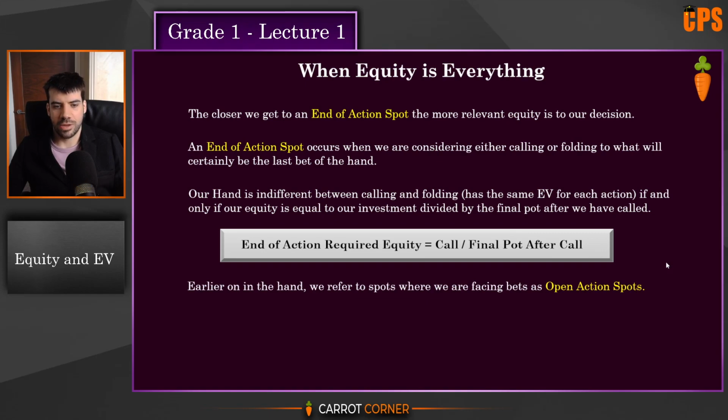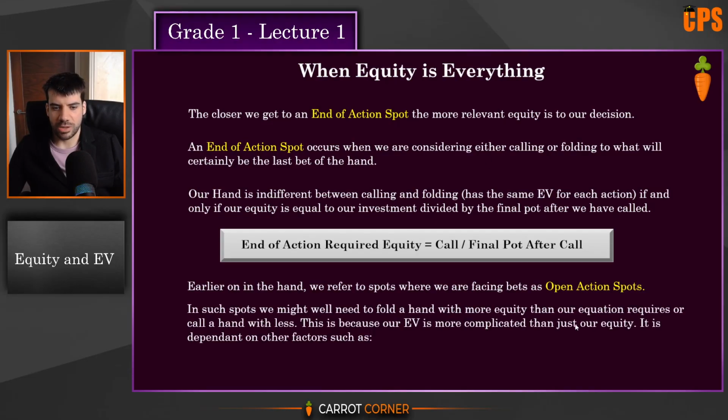Earlier on in the hand, we can refer to spots where we're facing bets as open action spots. These are the opposite of end of action. In these situations, it doesn't work to perform such a calculation as end of action required equity equaling call divided by call plus final pot. It doesn't actually make sense because there are too many other polluting factors in play that are going to distort the picture. So in such spots, we might well need to fold a hand with more equity than our equation requires, or we might call a hand with less.